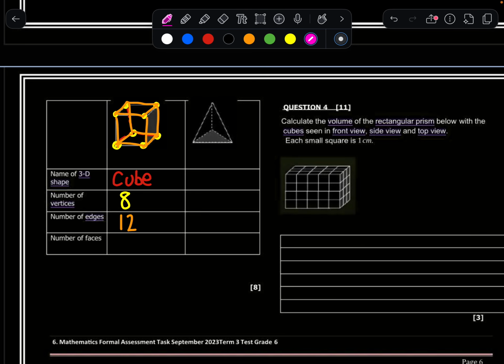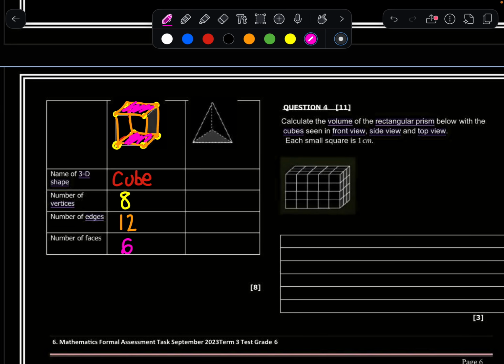And the number of faces. So we have the front and the back, top and the bottom. So that's 2. The front and the back. So that's 4. And then the sides. So it has 6.